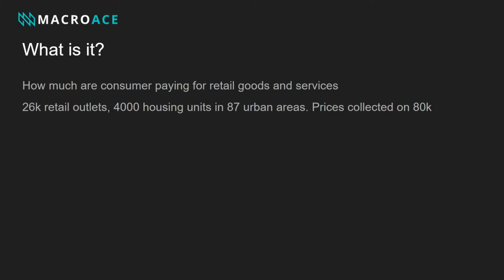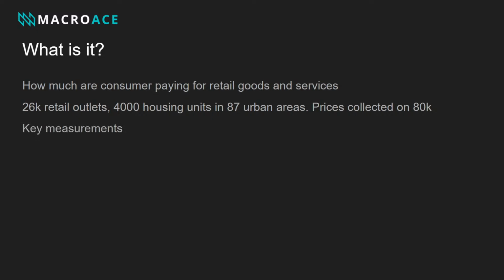You have agents from the government that send out surveys to 26,000 retail outlets, 4,000 housing units in 87 urban areas, and prices are collected on 80,000 different items. A lot of that price collection is done by those agents going around and looking at price differences, and then they sum up how much the change in price is, or whether it's stayed the same. That's the key thing. It's a very precise, detailed report about the inflation within the US economy.